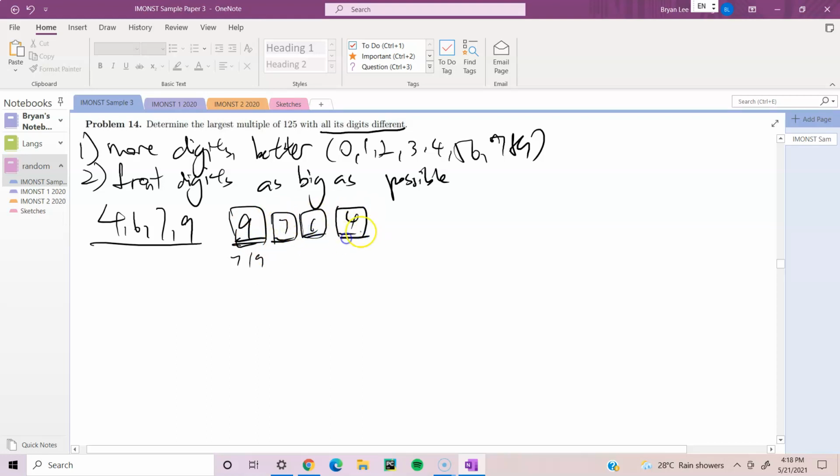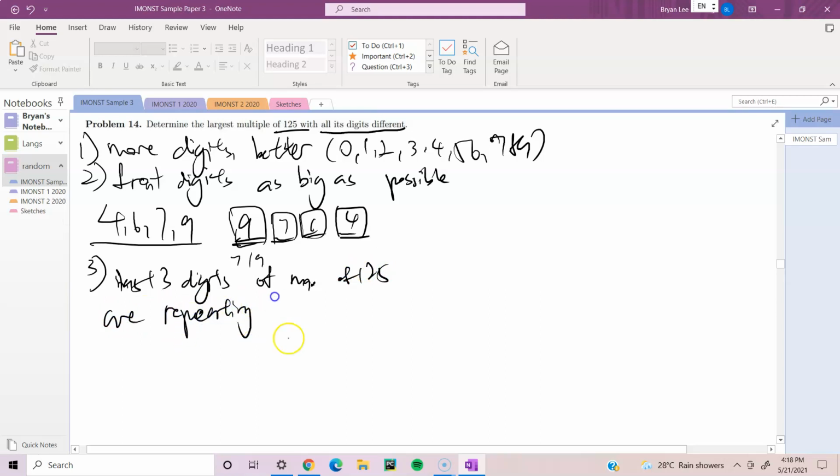Now, since this is a multiple of 125, we need to also consider that the last 3 digits of multiples of 125 are repeating. Why is this so? Let me show you in a second.